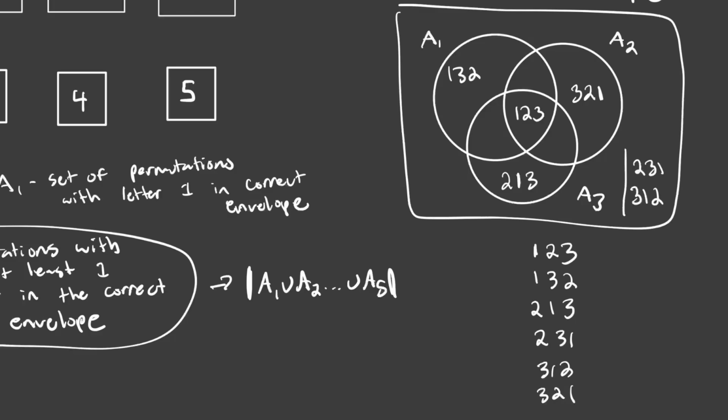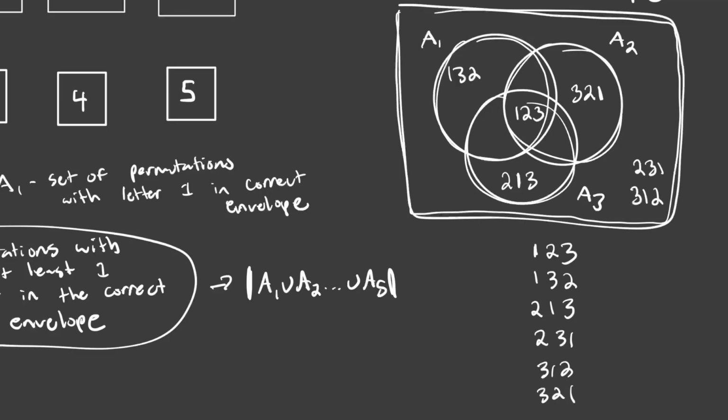And what are these over here? Well, these are our derangements, where no letter is in the correct envelope, which is what we are trying to find. So the way that we calculate derangements, as we showed earlier, is you take the entirety of what's in this box, or the total, and you subtract the union of all these A's, right? Everything inside of here, and that's when you find these, the derangements.